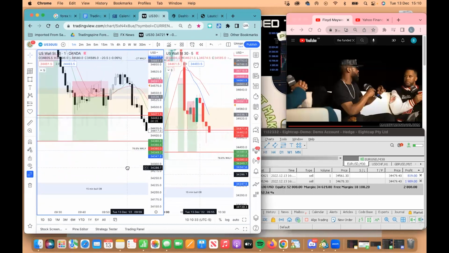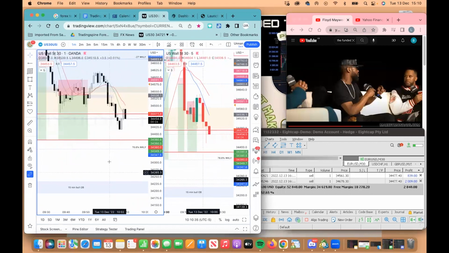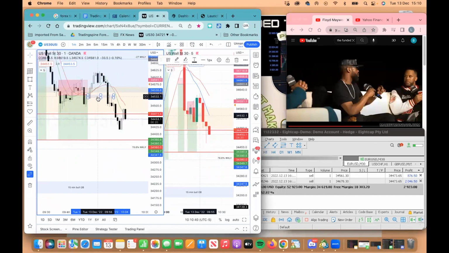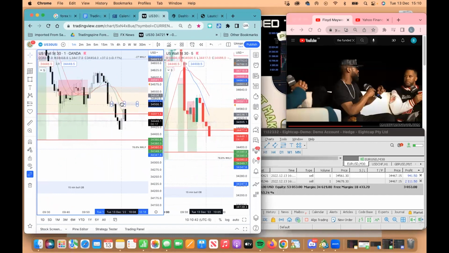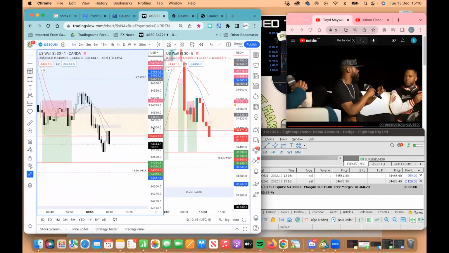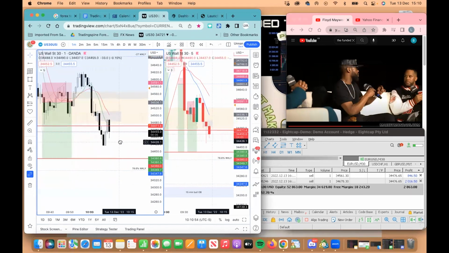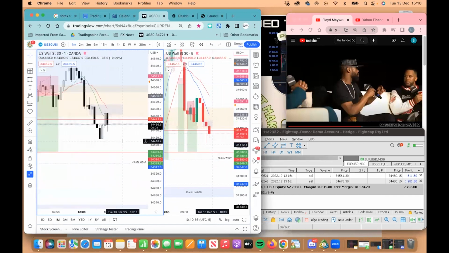So I'm just waiting to see what price is going to do, and being very reactive, because I want to keep my profits. I don't want to lose my profits. So I'm marking up this 1 minute order block here because price has respected it, and it's again pushing back down.